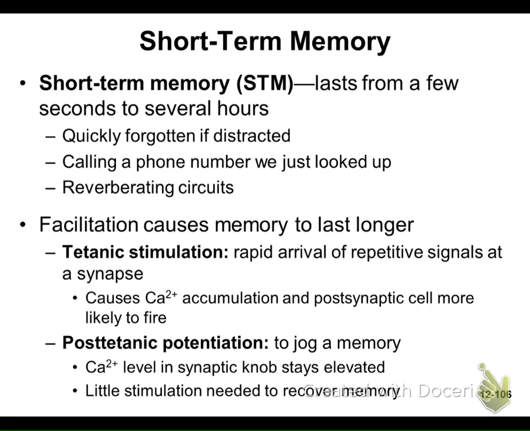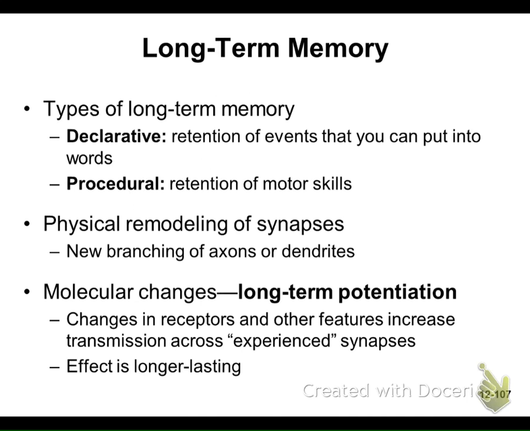So if we continue to allow calcium to accumulate, we can actually have more synapses firing. And then we can also do some post-tetanic potentiation. That is sort of like jogging a memory. Sometimes you can jog a memory, right? You've had it, you've forgotten it, and then something else comes along that reminds you of it. Okay, we think that that also has to do with calcium levels at the synaptic knob.